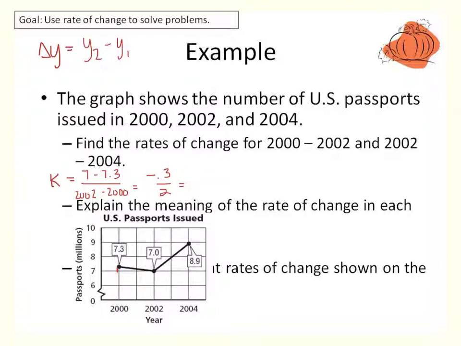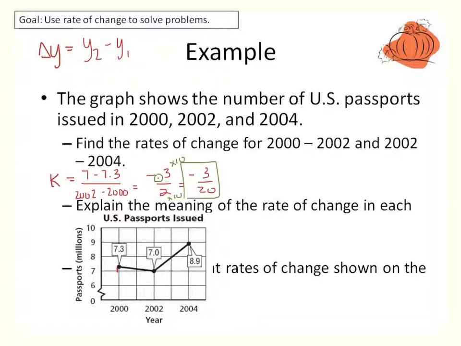Okay, and I'm going to put that in my calculator. And I'm going to change it to a fraction. And it's going to be negative 3/20. Now, if you don't have a calculator that does that, this decimal place is what you can't have, because you cannot have a decimal in a fraction. So multiply by 10 and by 10. That would give you 30 over, actually, sorry, it would give you 3 over 20, which is what we have. So there's my rate of change from 2000 to 2002.